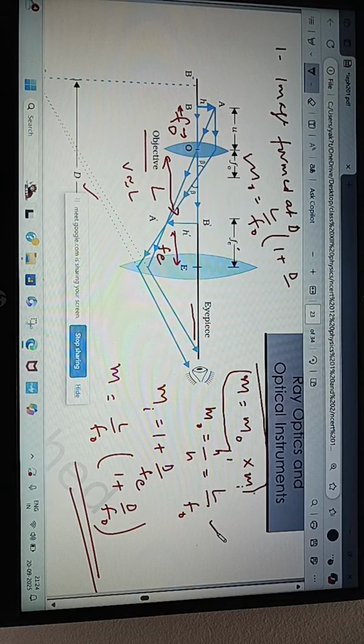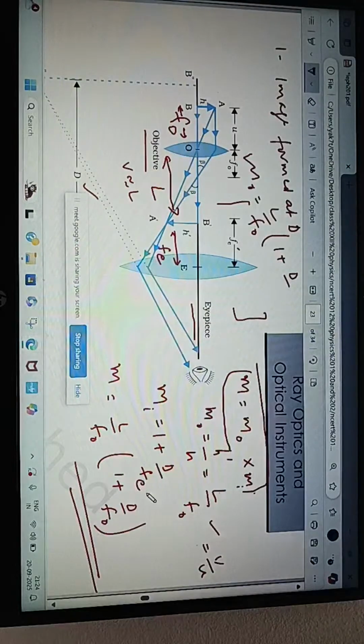Fine. Then next one is, you can write simply V by U, also correct. And the second case is, from year to year, second image is formed at distance of distinct vision. That formula we have already derived, no need to derive. Just remember and submit 1 plus D by F4. This is the first case.